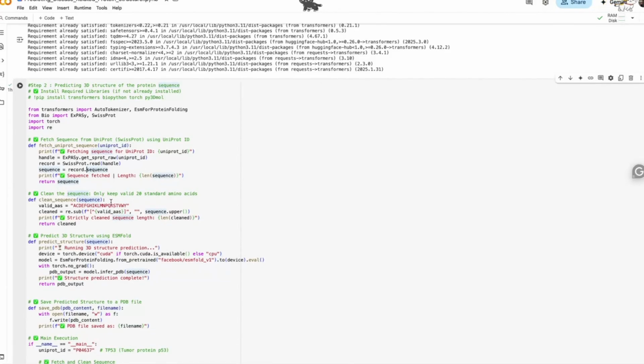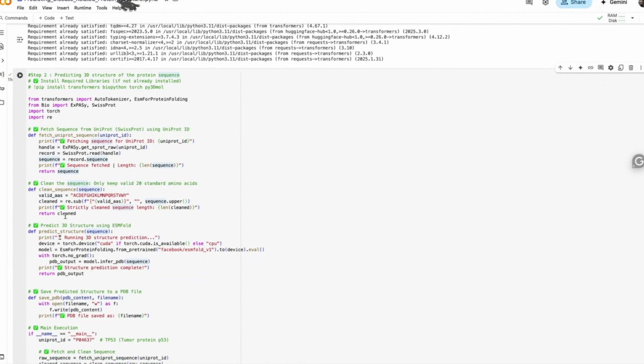Once you pass the sequence, here I'm doing something called cleaning the sequence. This is a pre-processing step, where in an amino acid sequence you will only find characters from certain alphabets. From A to Z, I have mentioned only the alphabets that include amino acid sequences. Say, if you can see here, B does not exist here.